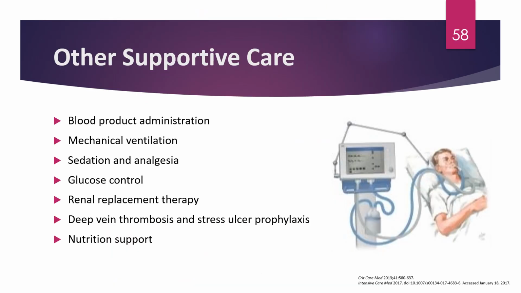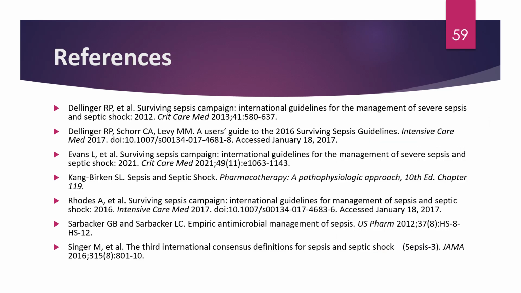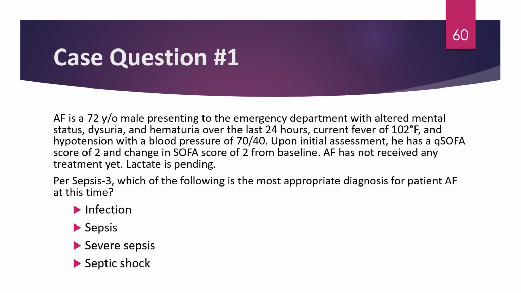There are many other supportive care options in sepsis, like blood product administration if you need it, supporting patients' respiratory status, sedating and providing them pain relief, controlling their glucose, renal replacement therapy like dialysis, DVT and stress ulcer prophylaxis, as well as nutrition support. There are some recommendations in the guidelines about these, but we're not going to focus on these for the purposes of today's talk. Here are the references regarding this talk today, and we will go back to the case questions.